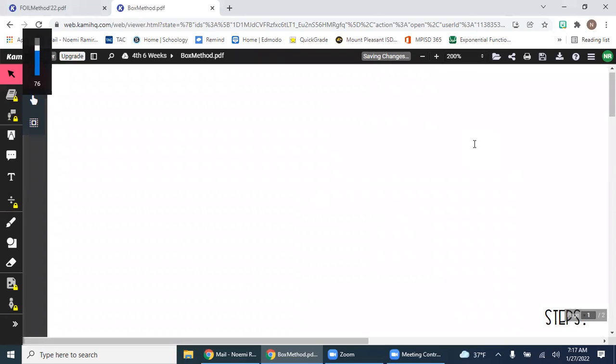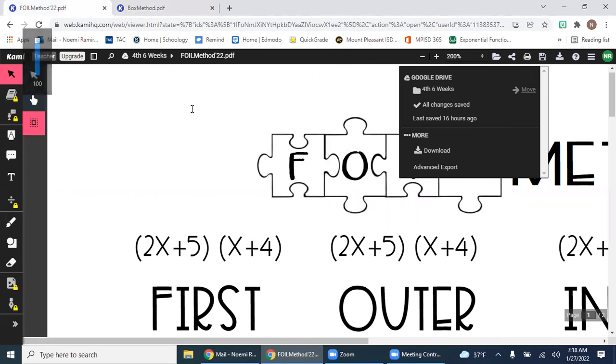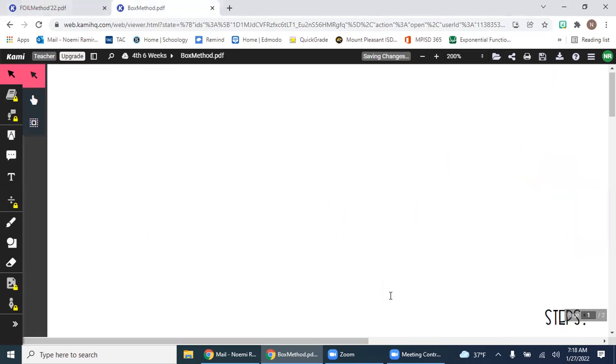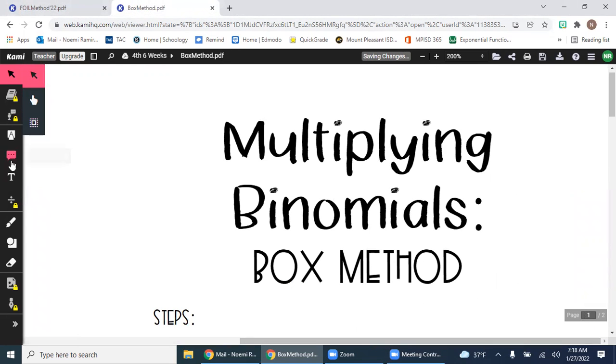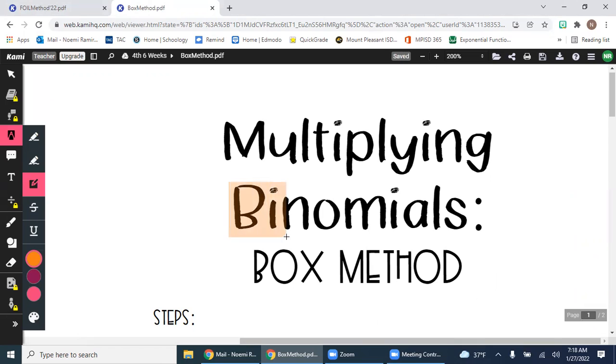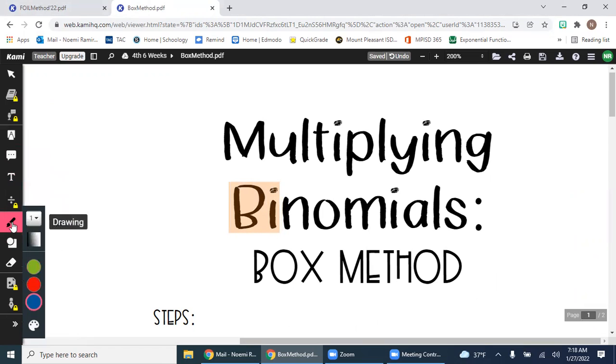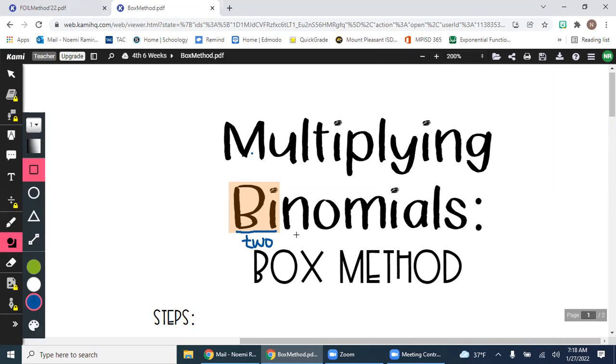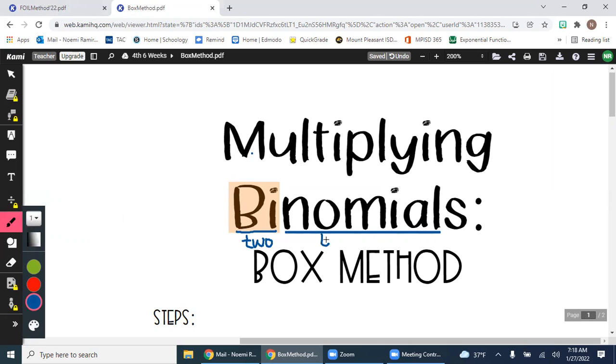All right, guys. So yesterday we worked on the FOIL method. We learned that FOIL stood for first, outer, inner, and last. Today we're still multiplying binomials, so there's still going to be two terms in each group of parentheses. We know that bi is a prefix for the word two, and nomial is a suffix for the word term.